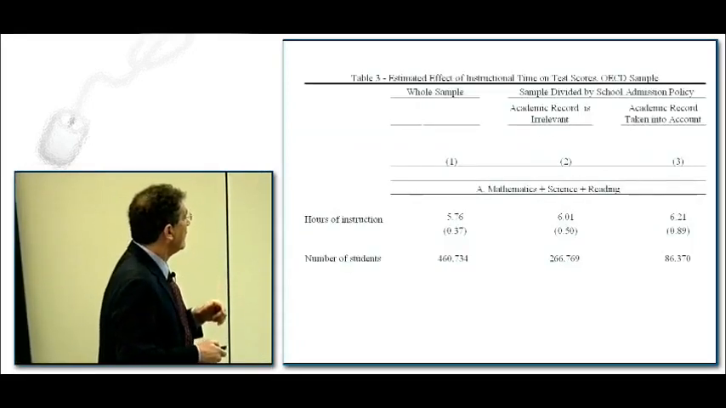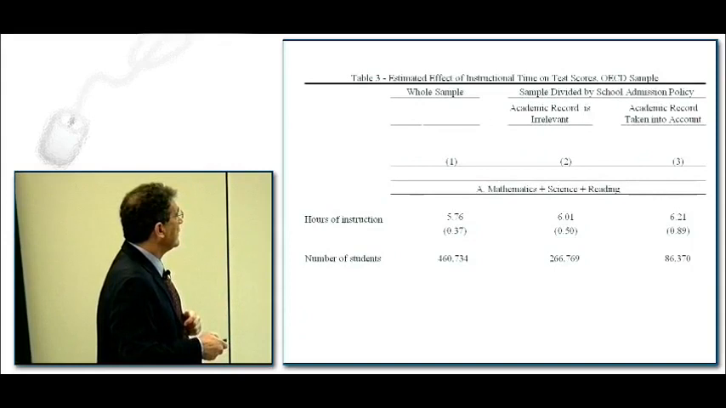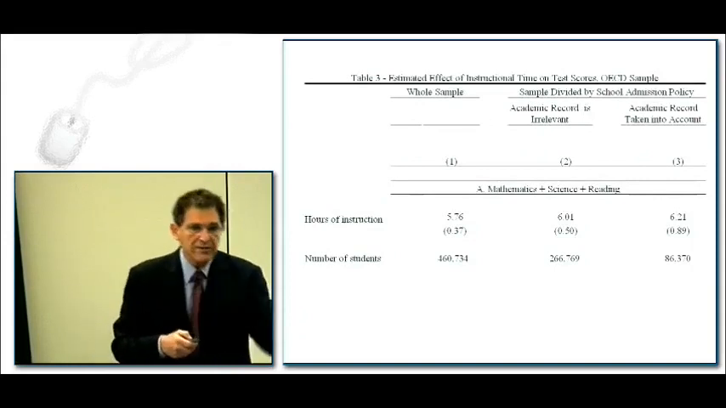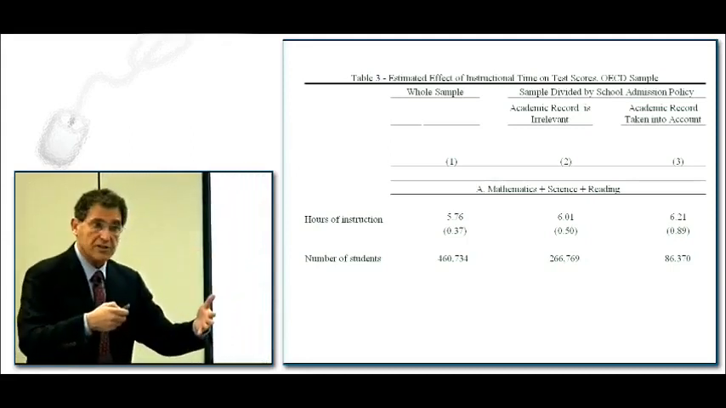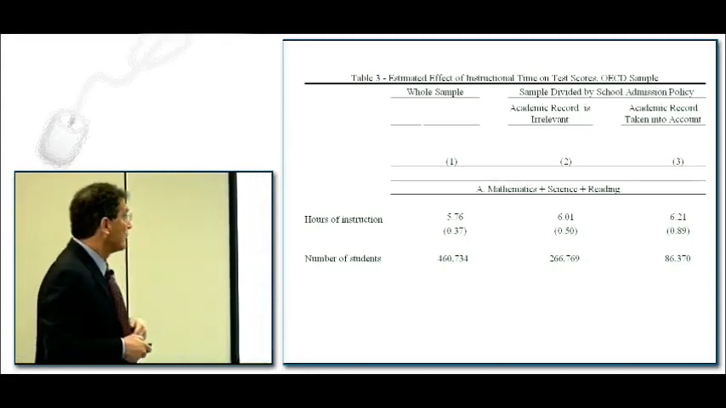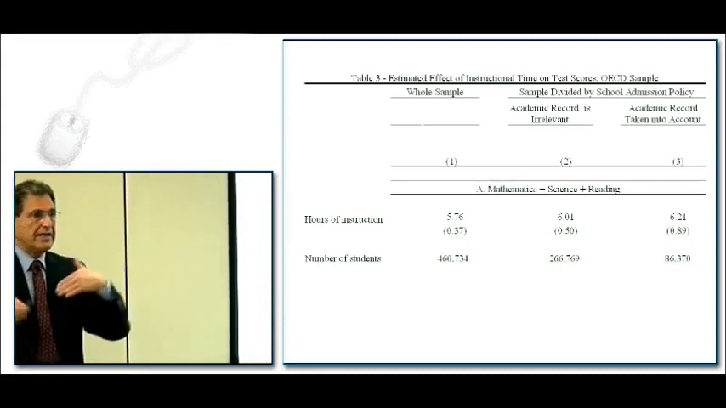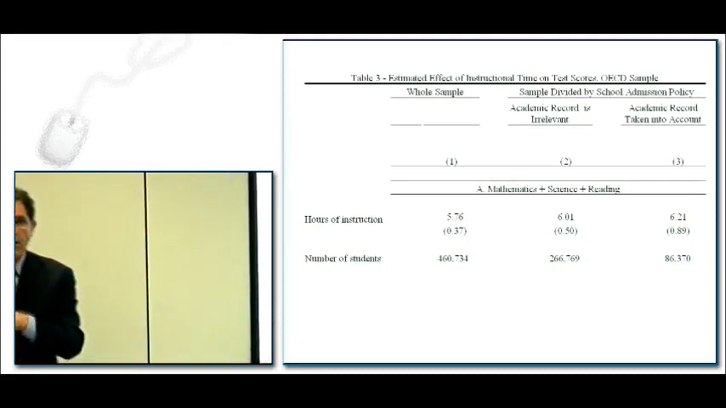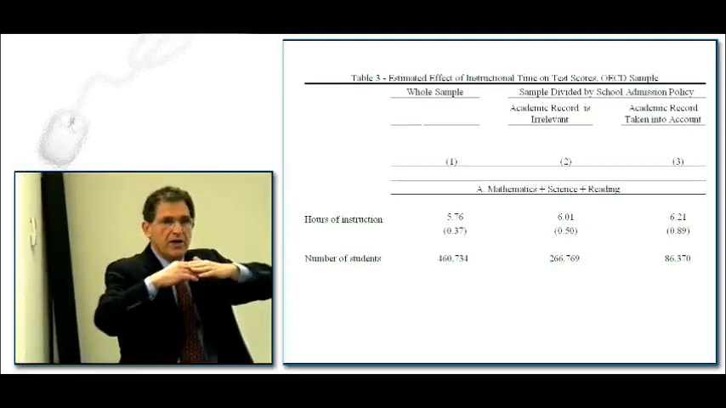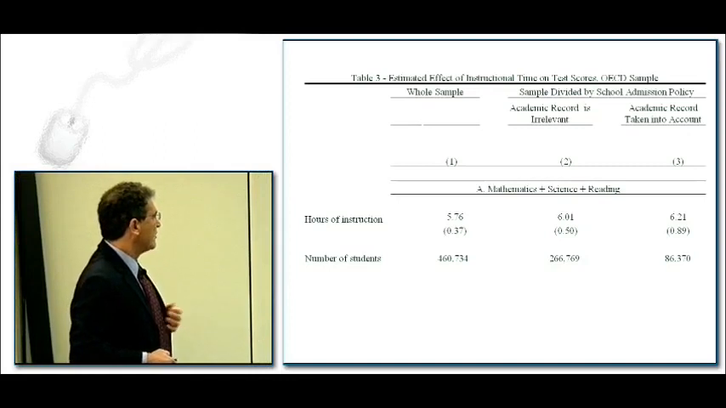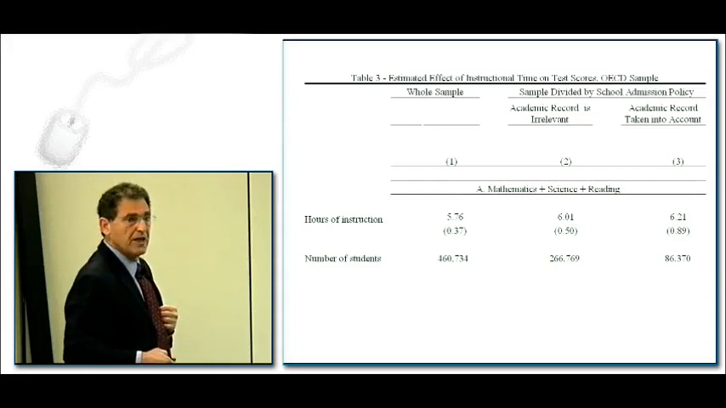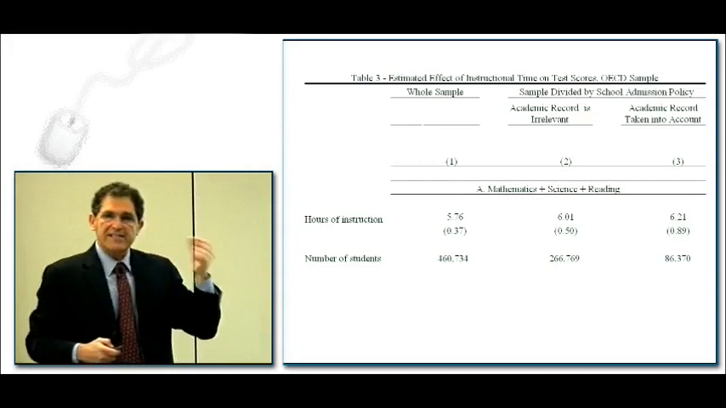And here, schools choose students based on their ability. So the students do not choose the schools, it's the schools who choose the students. So this is a huge selection where schools admit only high ability students beyond a certain level of ability. And what do we see here? The effect of instruction time is really not different from what I get for the full sample. 6 and 6.2.